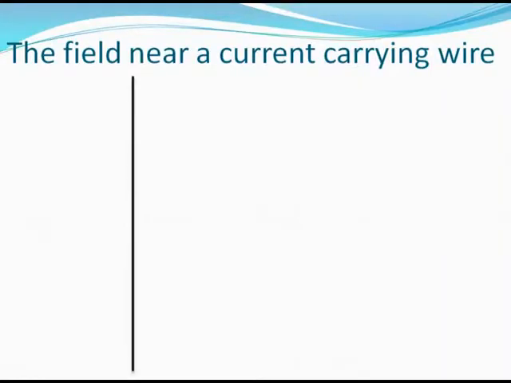Now, the first thing we'll study is the field near a current carrying wire. So, if you take this wire here through which current is flowing, what do you think? Will there be an electric field near this wire? What do you say? If we place a stationary charge near this wire, will the charge move? Well, if there's an electric field near this wire, this charge should be moving because we know that a stationary charge has a force QE acting on it if E is the electric field.